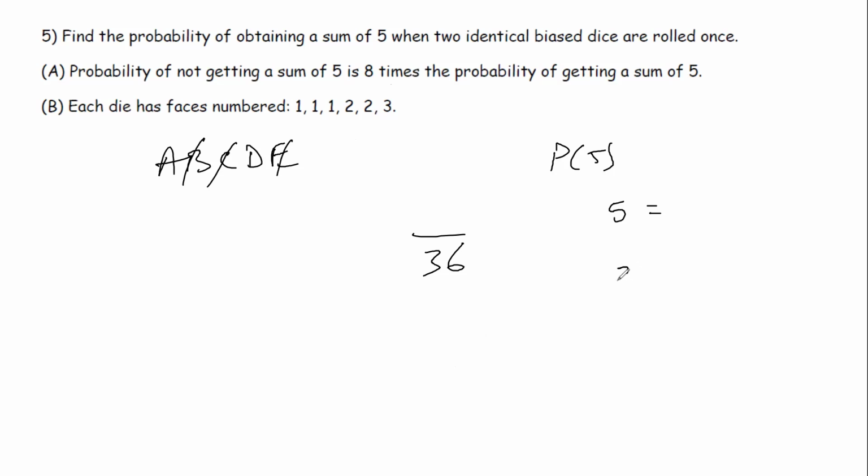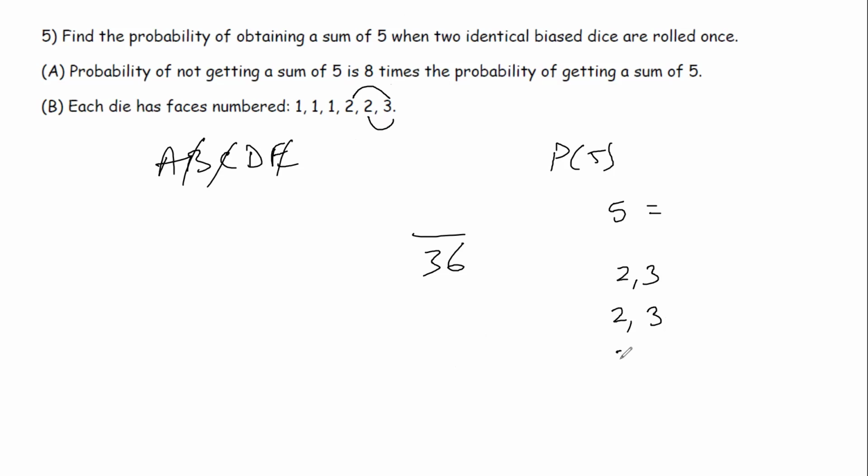So 2 goes with 3 with the first 2. 2 goes with 3 the second time, correct? The second 2 also goes with 3. So this 2 will go with this 3 and this 2 will go with this 3. So out of 36, 2 times we got 5.